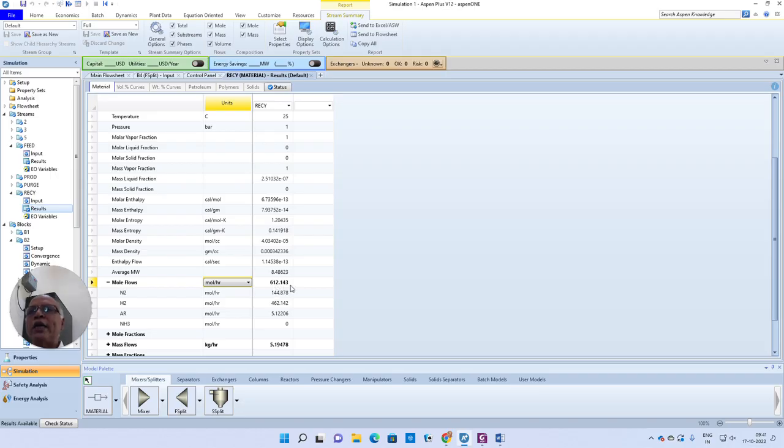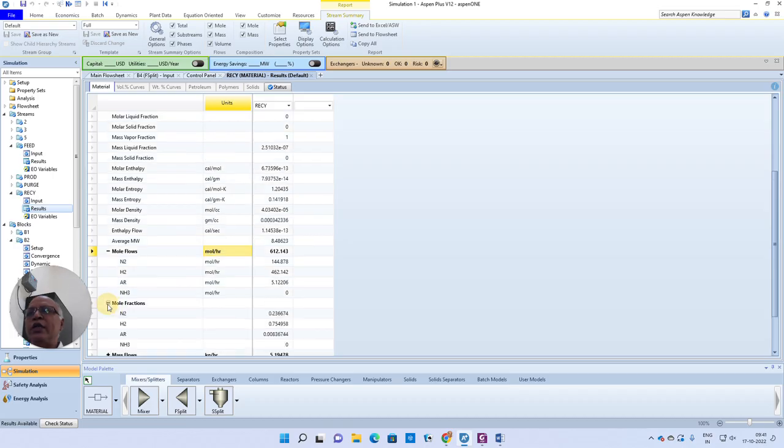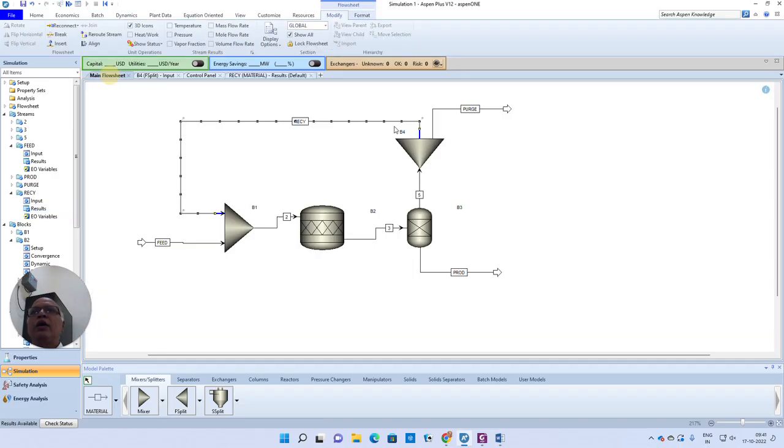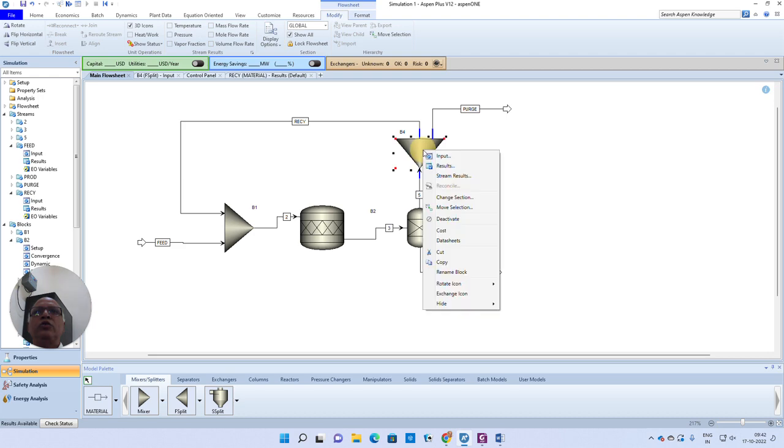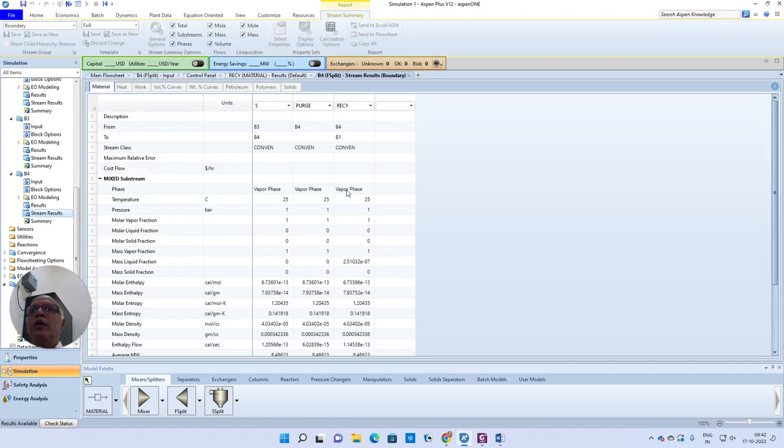So what is the recycle ratio? R by F, 612 by 100, almost 6 times. Now you can see what is happening to the composition of this recycle stream. So this is the composition of the recycle stream. Similarly, the same thing, you can find out what is the purge rate. Probably I'll just show you these results.